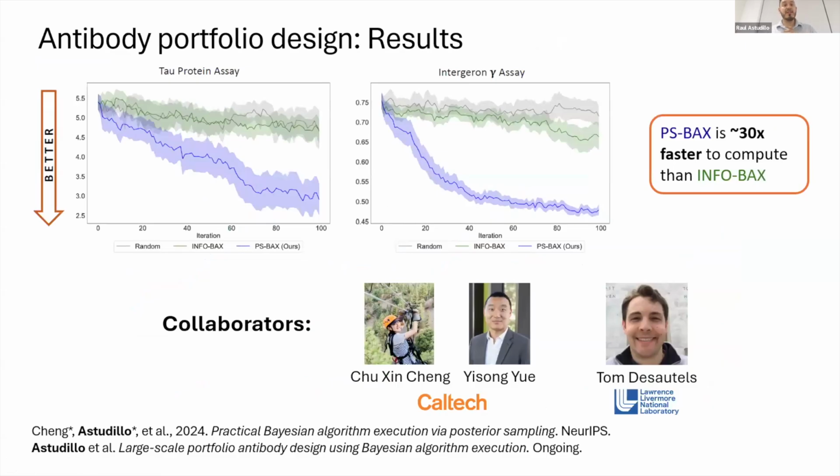Like I was saying, turns out this algorithm is pretty good empirically. Here I'm showing the results for this antibody portfolio problem that I described before. I don't have a lot of time to go into the details, but this is using pre-collected real-world data. And we see that this algorithm achieves much better performance, here lower is better, than an information theoretic algorithm that was proposed in this original paper by Neiswanger and also by random Bayesian.